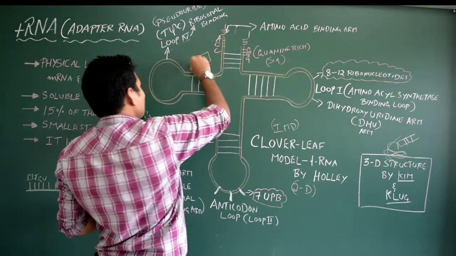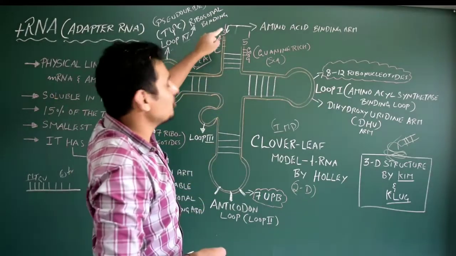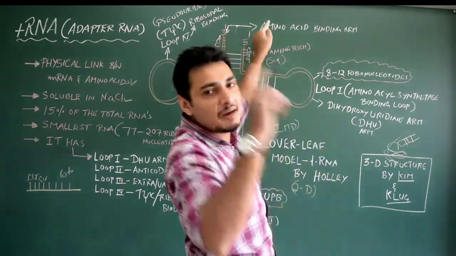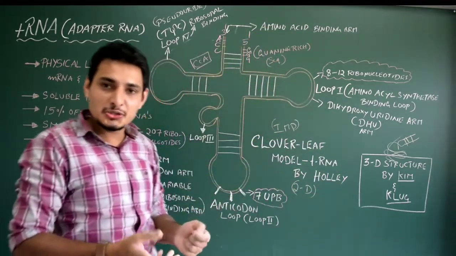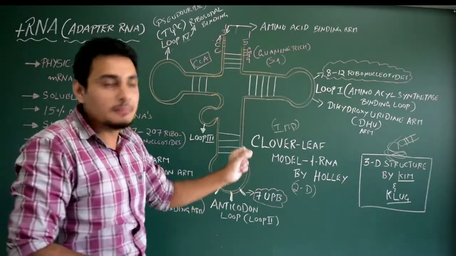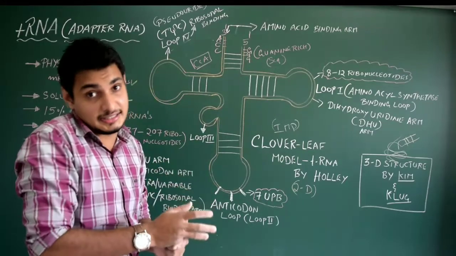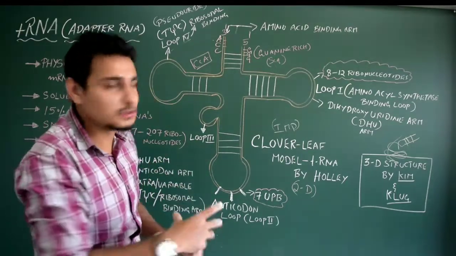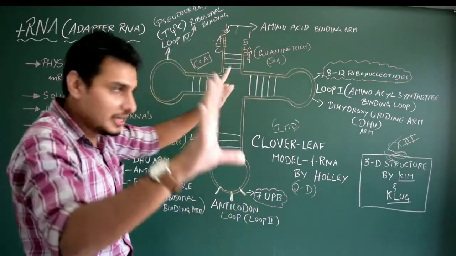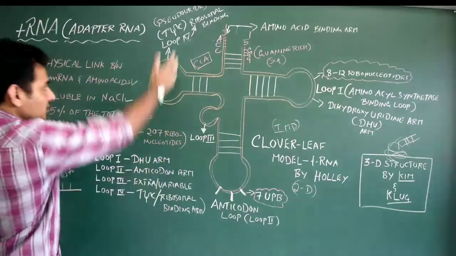What is the main significance of having CCA bases in the 3 prime end? This CCA will bind to a specific amino acid. So out of the 2 ends, 3 prime and 5 prime, the 3 prime will bring the amino acids to the ribosome. Please note this, 3 prime brings the amino acid. So it cannot be considered as an arm of the tRNA. That's what I have mentioned.